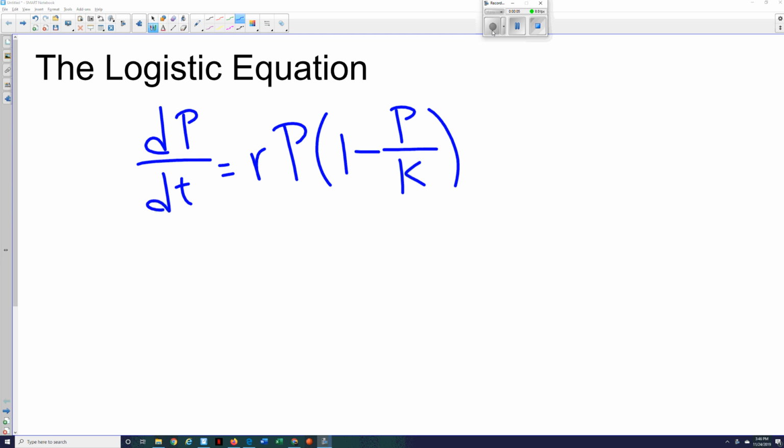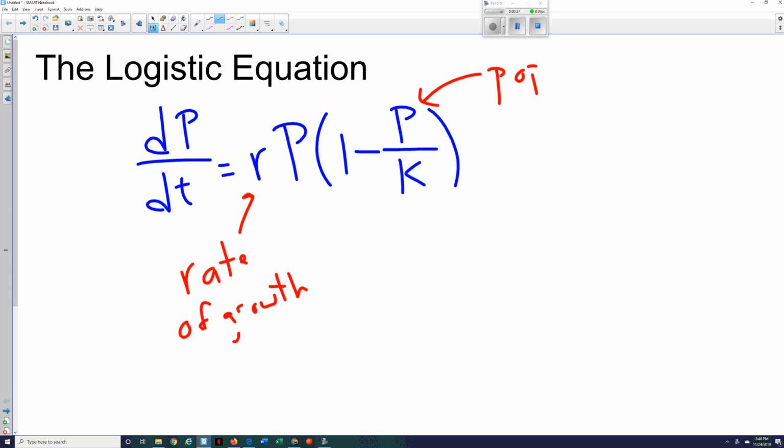Today we're going to talk about the logistic equation. There's a couple of variables here in the logistic equation. The first thing is R, and obviously R is going to stand for the rate of growth. And then P often stands for the population. And then K stands for, I don't know why there's two C's here, carrying capacity.